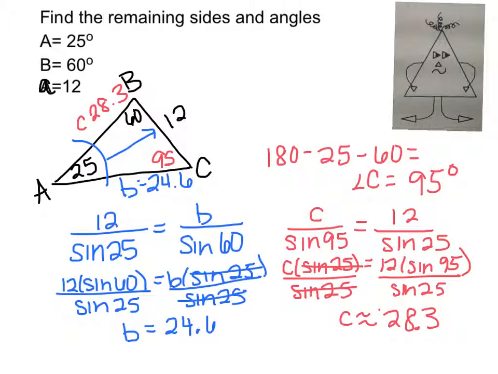Before we move on, does this make sense? Is my largest angle across from my largest side? Which is true, that's my angle C. Is my smallest angle across from my smallest side? Again, that's true, and that's my angle A.